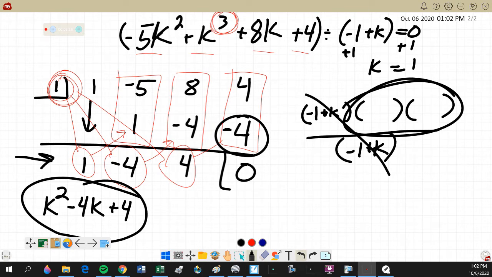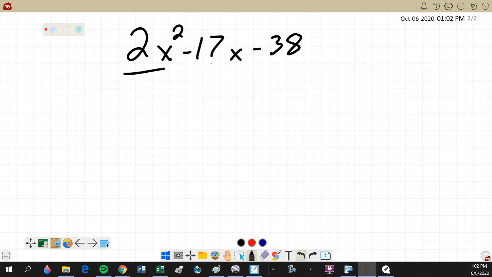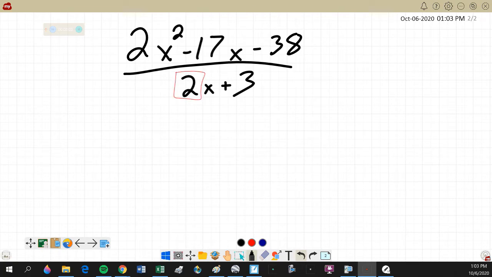Okay, one more. And this one's a little bit harder, so pay close attention. Go back to number 9. How is this one different? There's a 2 in front of the x in the denominator. So that causes two problems. First, when we set it equal to 0, we're going to get a fraction.